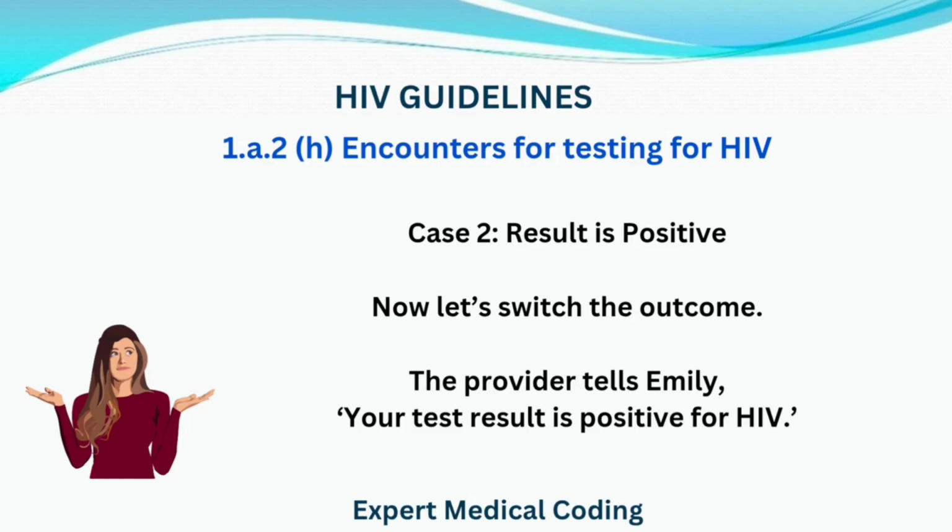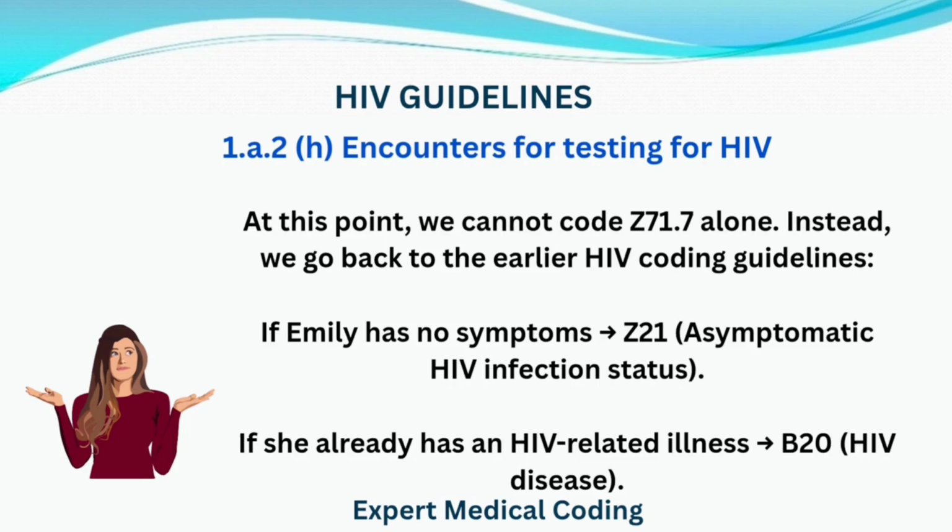Case 2. Result is positive. Now let's switch the outcome. The provider tells Emily your test result is positive for HIV. At this point, we cannot code Z71.7 alone. Instead, we go back to the earlier HIV coding guidelines. If Emily has no symptoms, we'll give Z21 asymptomatic HIV. If she already has an HIV related illness, we'll code it as B20 HIV disease.